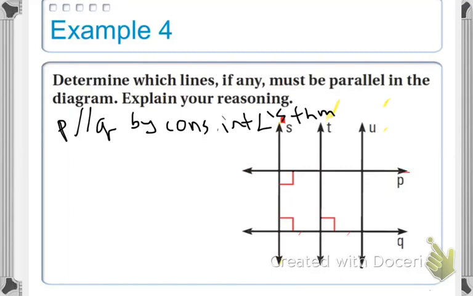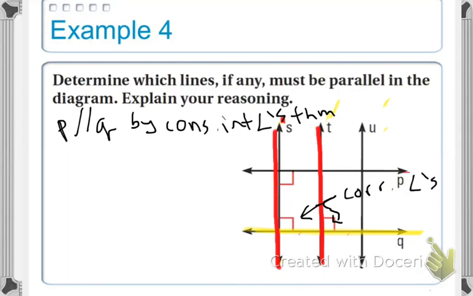what about if I use Q as a transversal and I compare it to S and T. And I'm going to ignore the other angles for now. And so I go, okay, if that's the case, then I know that this angle and this angle here, those two angles are corresponding angles. And since they're both 90 degrees, they're congruent.